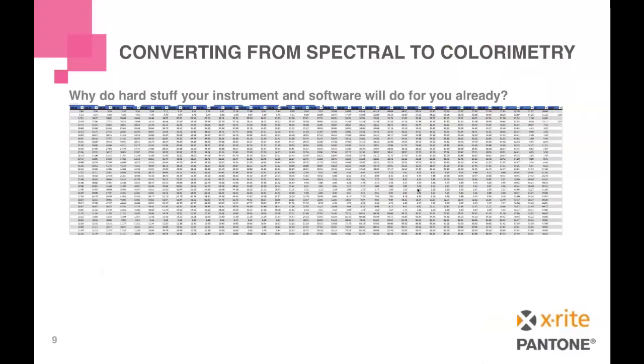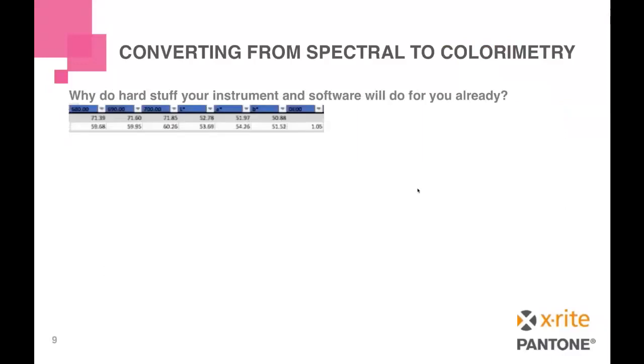So one of the questions that was asked is, I have all the spectral data, and we don't want to throw it away, but lots of times the most practical metric is, if I'm running a press, I might want to get density. If I want to do delta E comparisons, I want colorimetry. So how do I do these conversions from spectral to colorimetry? And of course, my answer is I'm lazy. So why do hard stuff if your instrument and software will do it for you already?